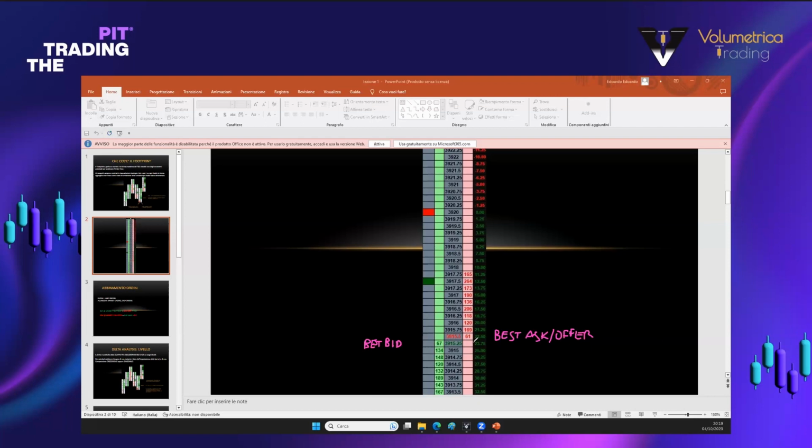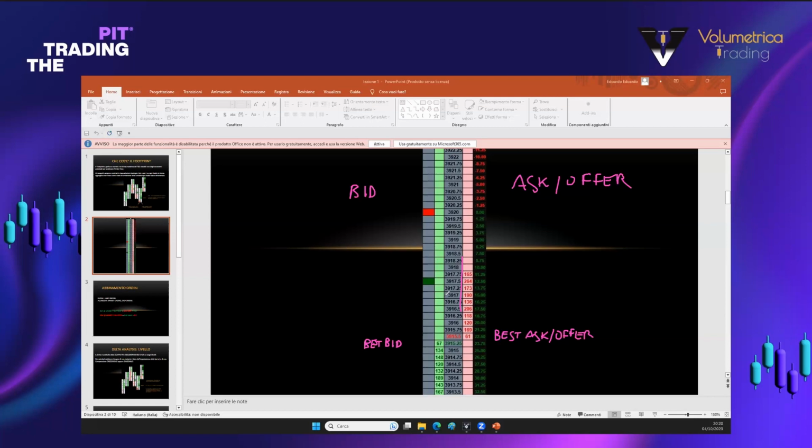And of course, the corresponding column of the book on the right is the ask column, or the offer column. The left side is the bid side of the order book.